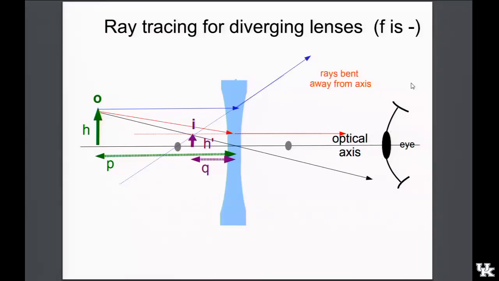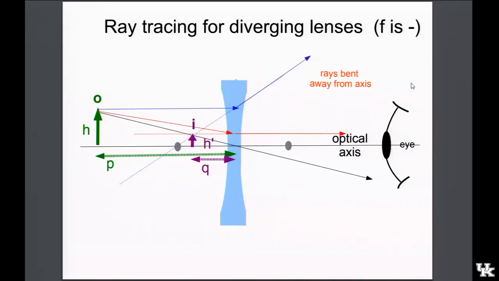Let me stress that the converging lens has a positive focal length when you use the equations. The diverging lens has a negative focal length. So they fundamentally differ in that distinction when you use the equations.